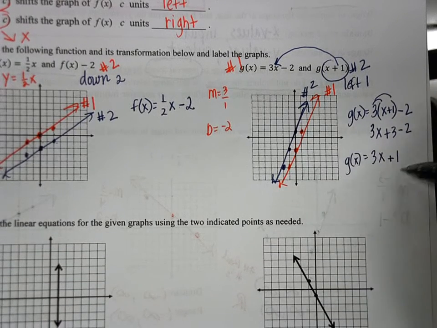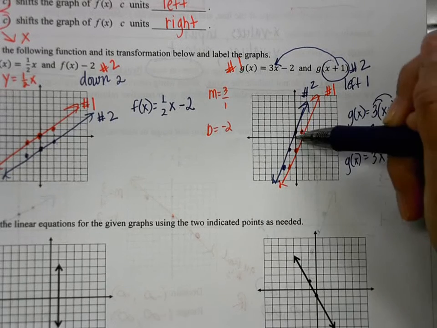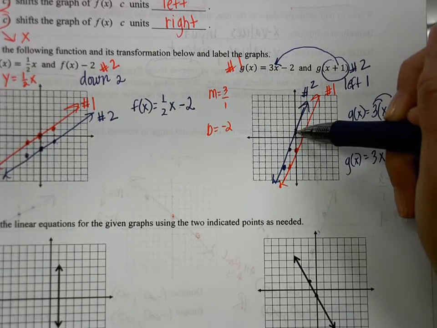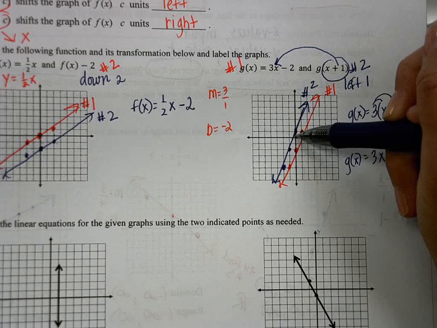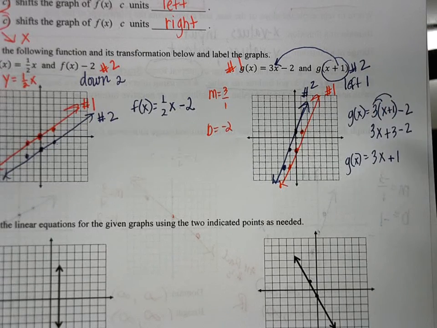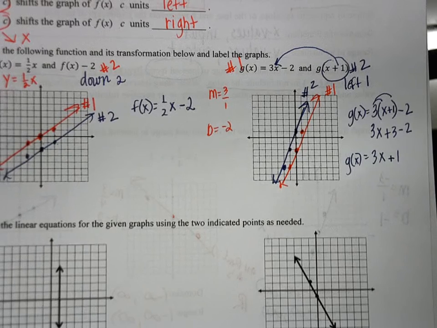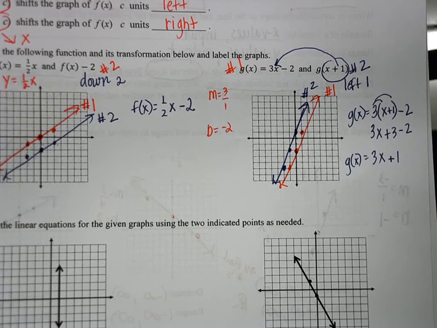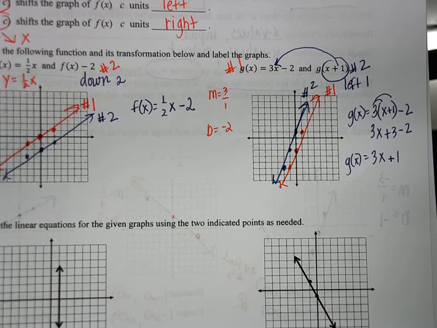And if we check that, see how this went up 1? And then the slope is up 3, right 1, or it could be down 1, 2, 3, left 1. And see how it works out? Okay. Do we have any questions on this?